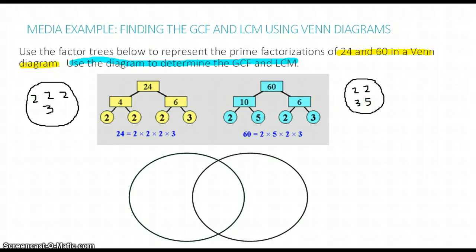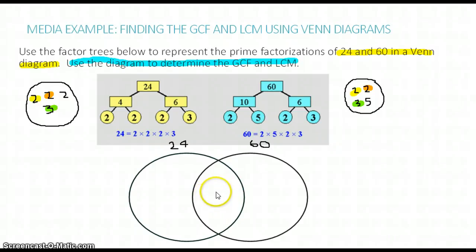So let's see what factors they have in common. Well, this 2 can correspond to this 2, this 2, and this 2, and this 3, and this 3. So their intersection, what they both have in common, is 2 factors of 2 and a factor of 3. And that's represented in this centerpiece of the Venn diagram. So we're going to say that this circle is all the factors of 24, the prime factorization of 24, and this is going to contain the prime factorization of 60.